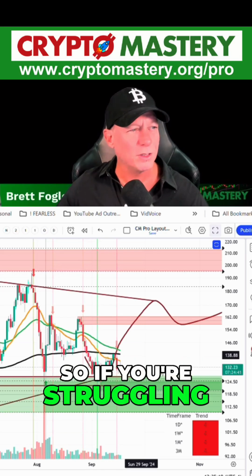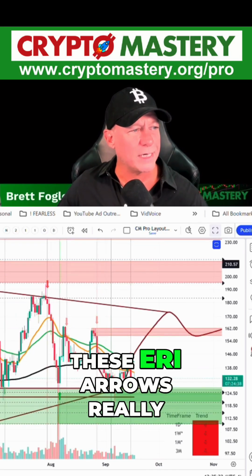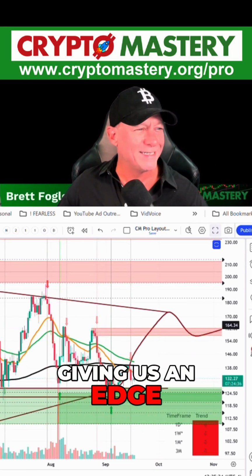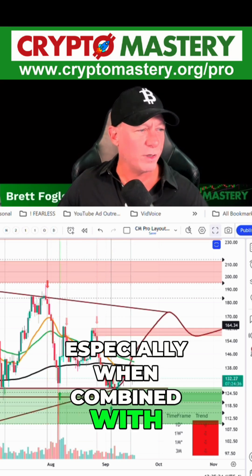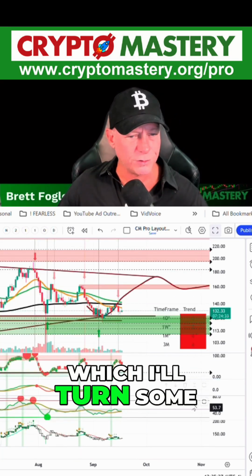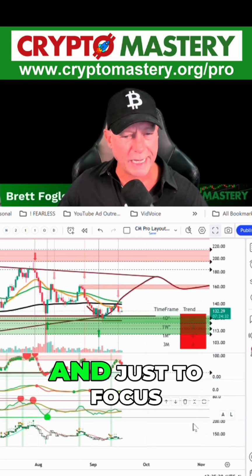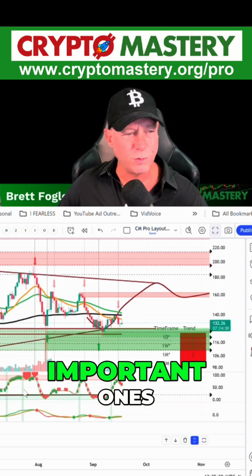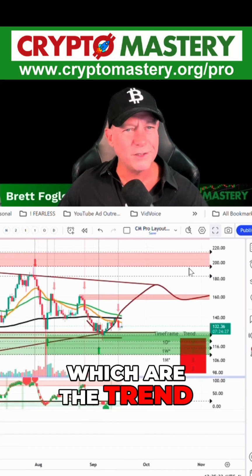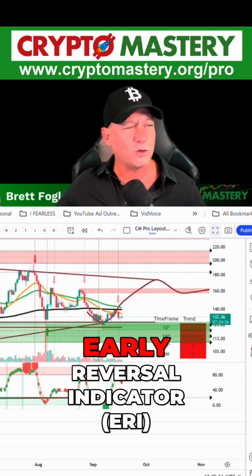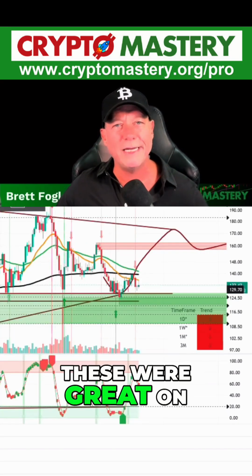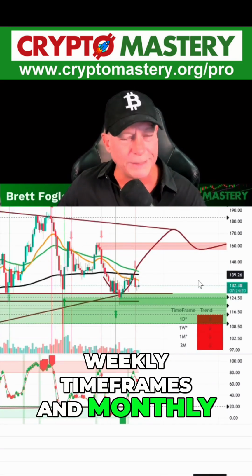So if you're struggling with timing your trades, these ERI arrows are really giving us an edge, especially when combined with these other indicators, which I'll turn some of these off for now, just to focus on the two most important ones, which are the trend strength indicator and our early reversal indicator. Now, these were great on weekly timeframes and monthly.